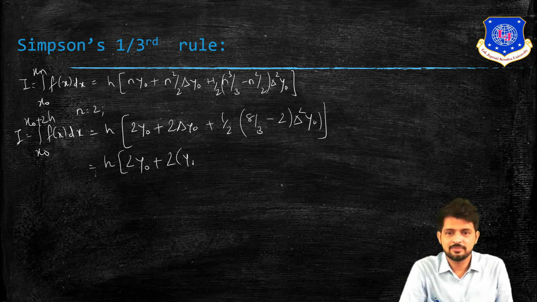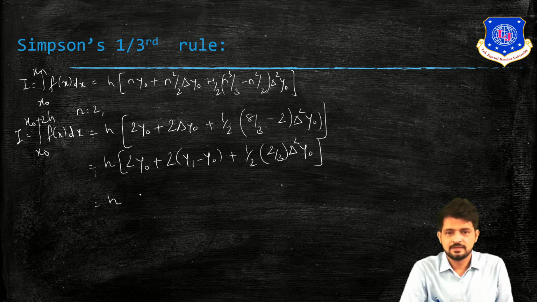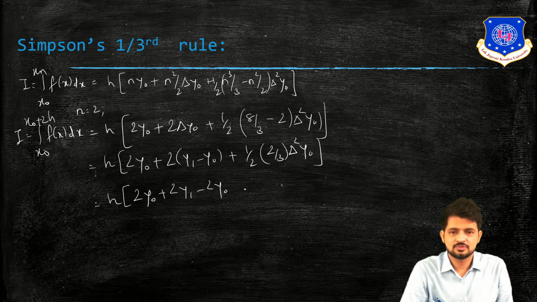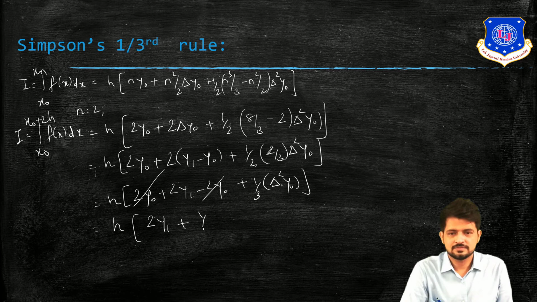Plus, del y0 can be written as y1 minus y0, plus 1 by 2 times 2 by 3 into del square y0. Simplifying this: 2y0 plus 2y1 minus 2y0 plus 1 by 3 into del square y0. 2y0 gets cancelled, so I can write here 2y1 plus 1 by 3.